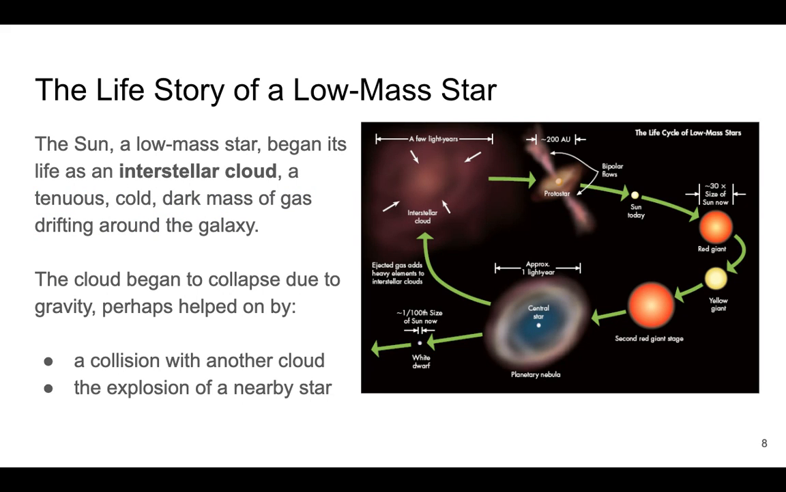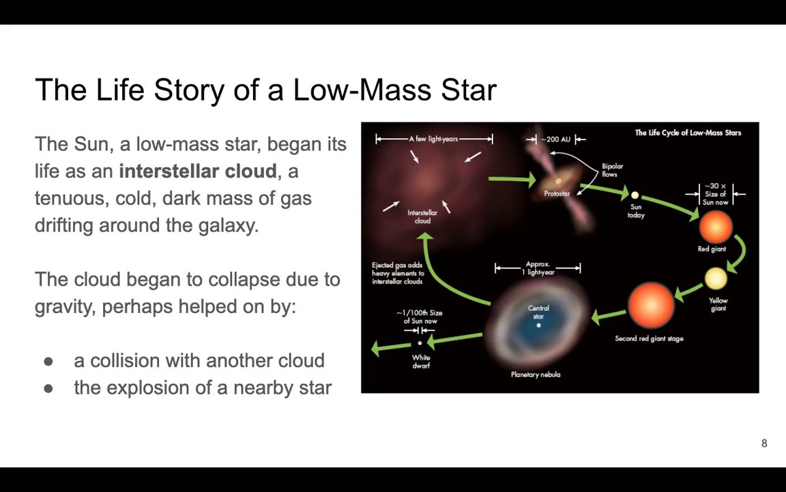So how does a star begin? We're not even at the living star yet. The star is going to start off as an interstellar cloud, like between stellar stars. So just a cloud between the stars. There's the big cloud out in space. It is going to be tenuous, meaning thin, so not very dense, a cold, dark mass of gas drifting around the galaxy.